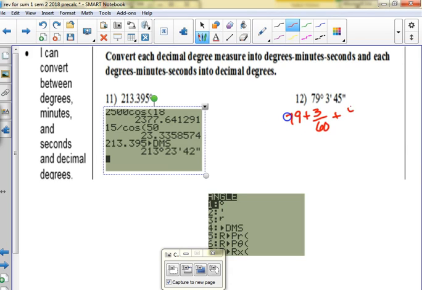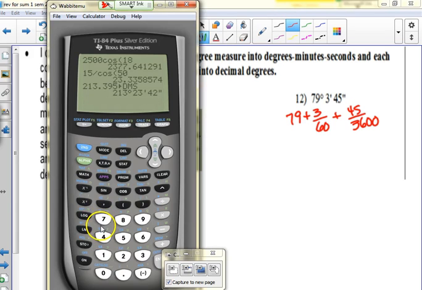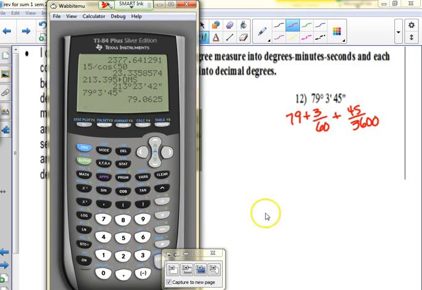60 plus 45 over 3600, because I don't like finding all those buttons. But if you want to find all those buttons, it's 79 angle degrees, then choice 2 for minutes, and then 45 what? Alpha plus to get the quotes.